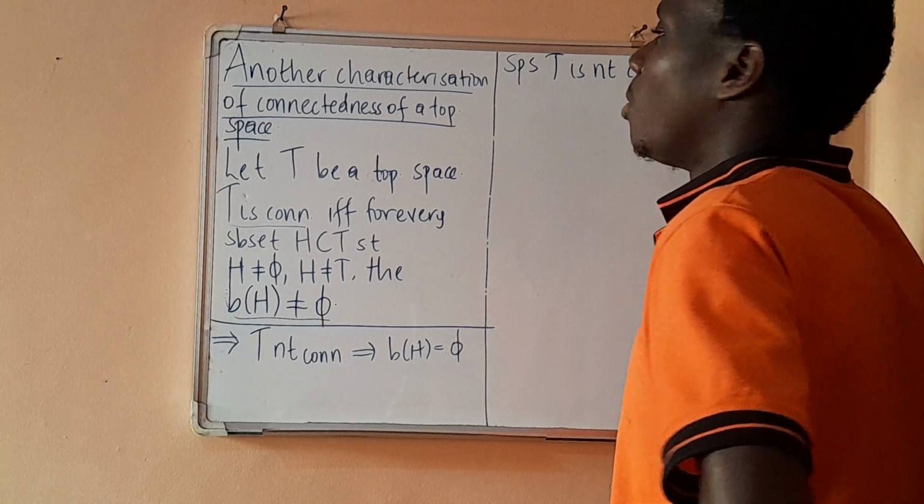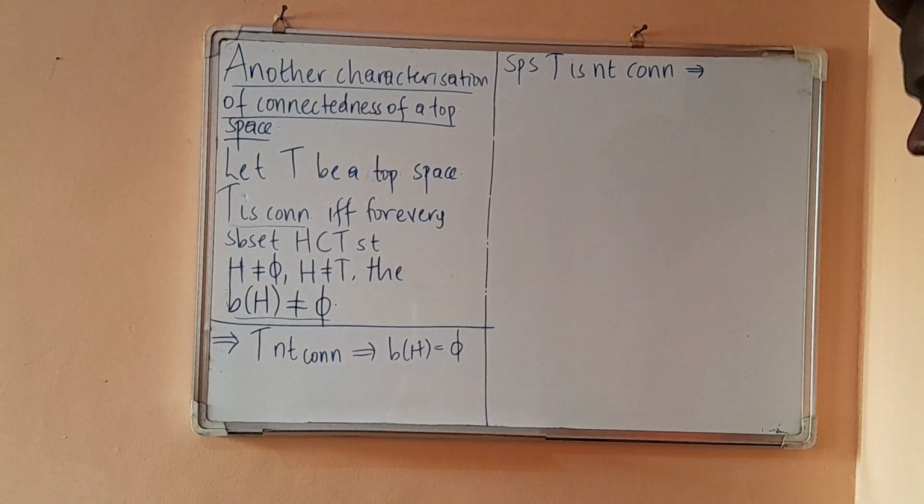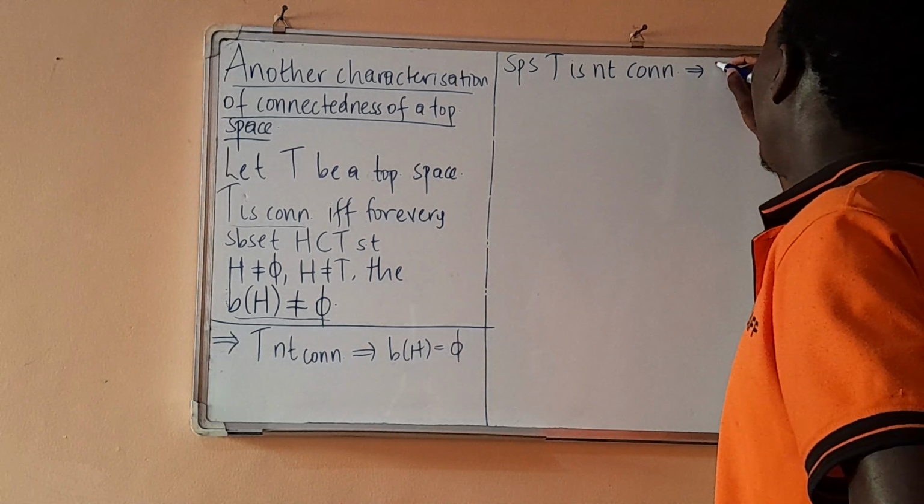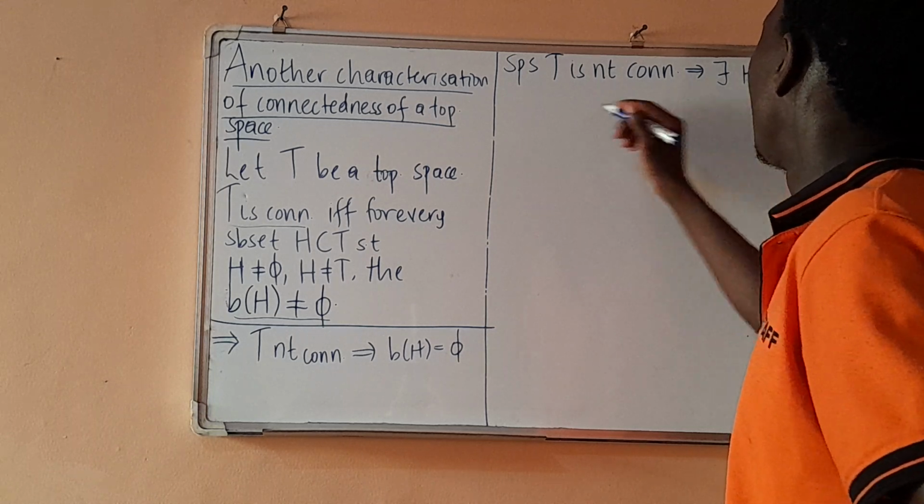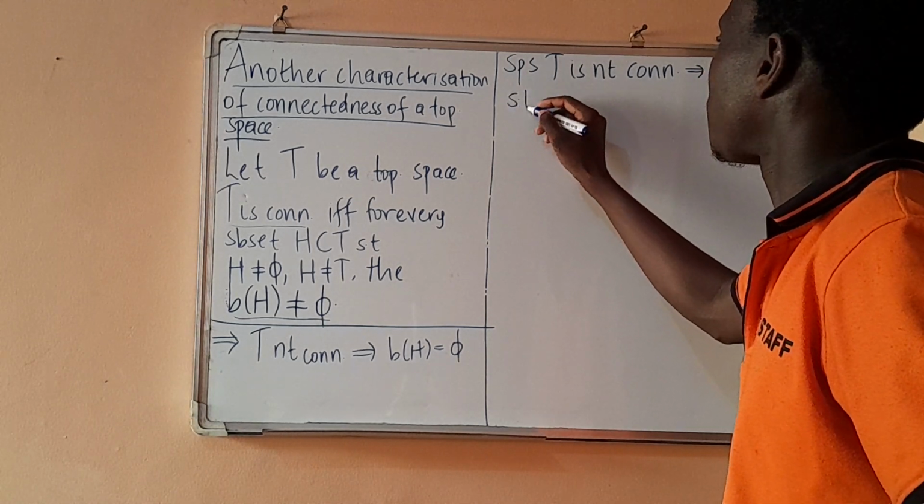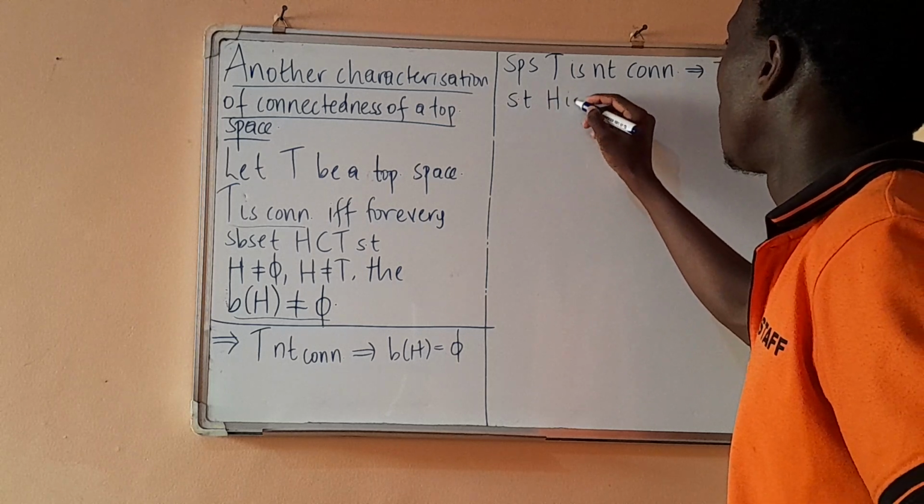This implies that, we define connectedness in the preliminaries. In the preliminary video, we say that a topological space is connected if and only if its closed and open subsets are the empty set and that set X itself. So if we are saying that it's not connected, this implies that there exists H, a subset of T, such that H is clopen.